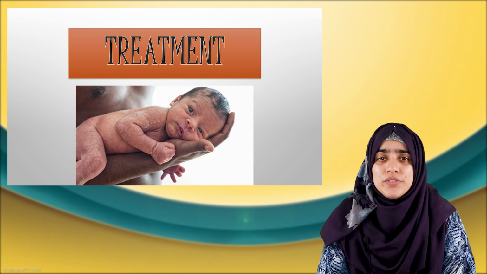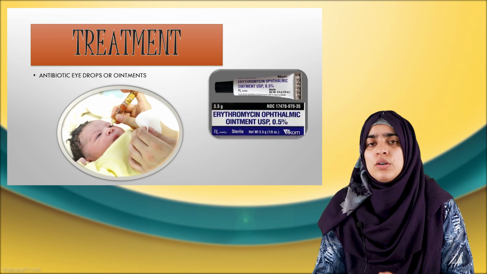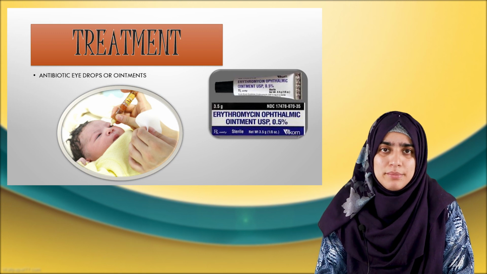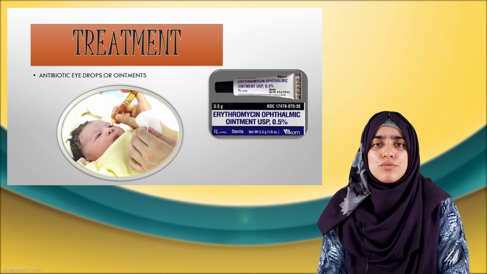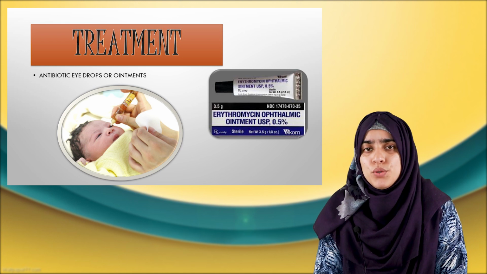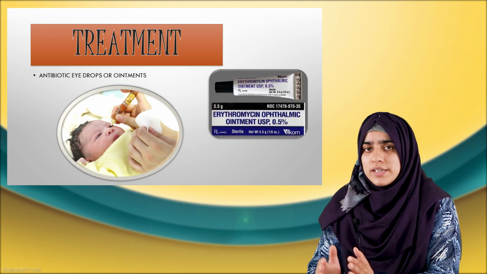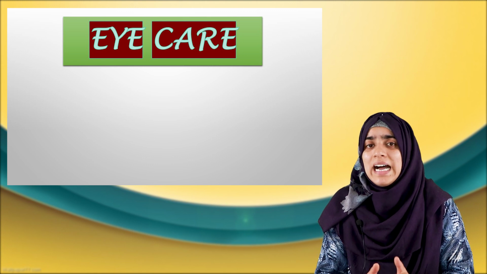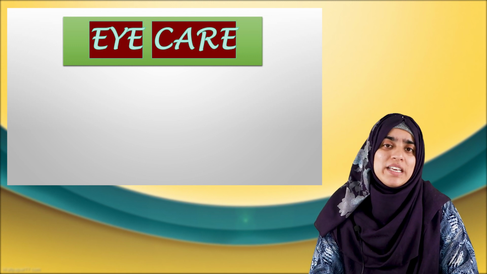If we talk about the treatment of this condition, depending on how severe the discharge is, and according to the prescribed antibiotics, antibiotic eye drops or ointments, for example erythromycin 0.5% ointment, which is commonly used, can be applied. It should be given every 6 hours, for 7 to 10 days. Along with the prescribed medications, eye care is very important to maintain normal hygiene as well as to get rid of the infection easily.